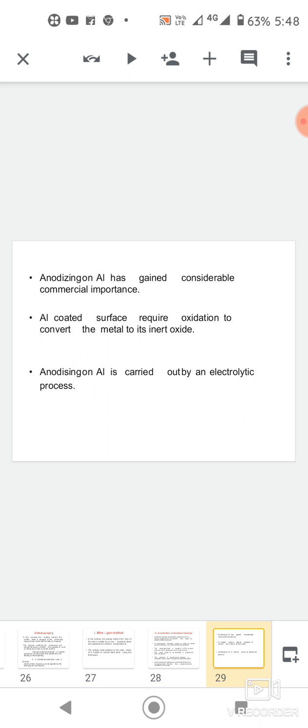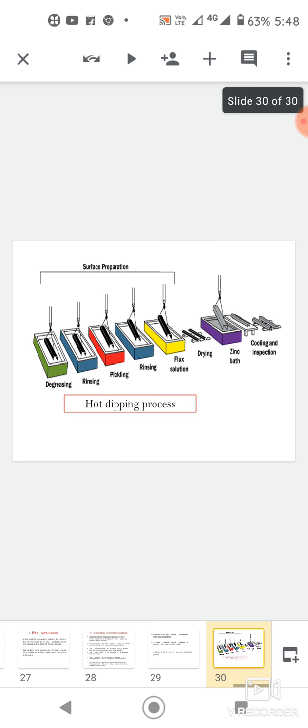Anodizing aluminum has gained considerable commercial importance. Aluminum surfaces require oxidation to convert the metal to its inert oxide. Anodizing on aluminum is carried out by the electrolytic process.